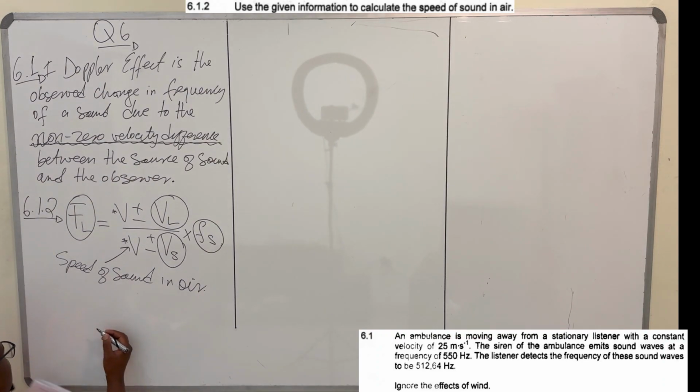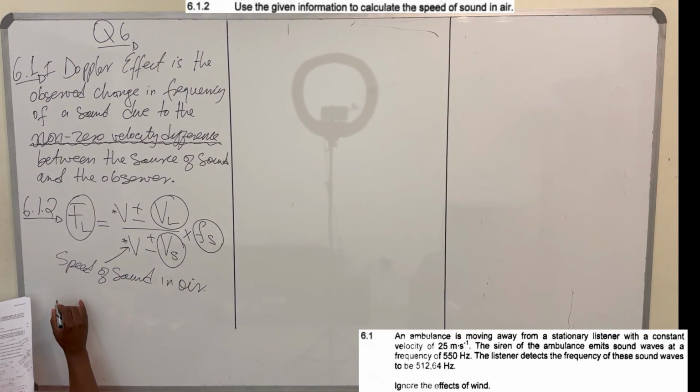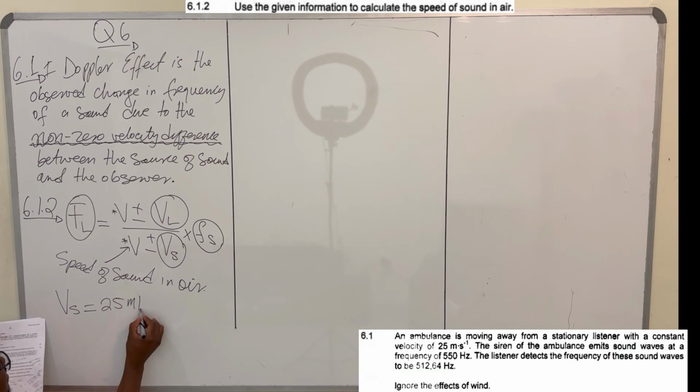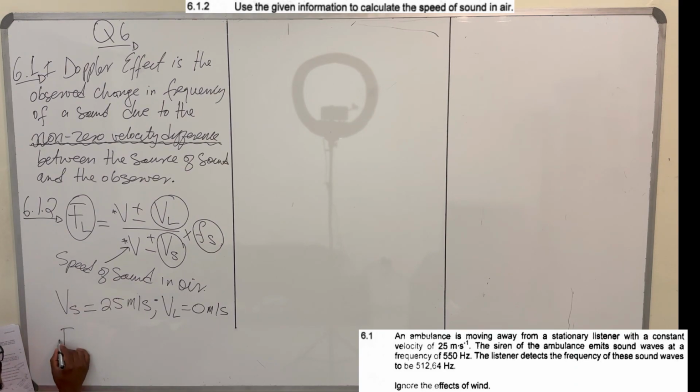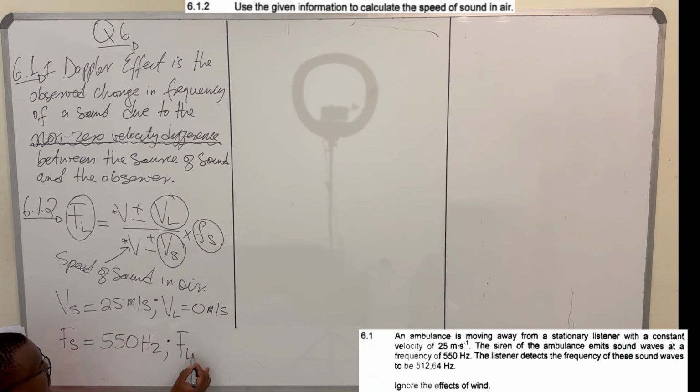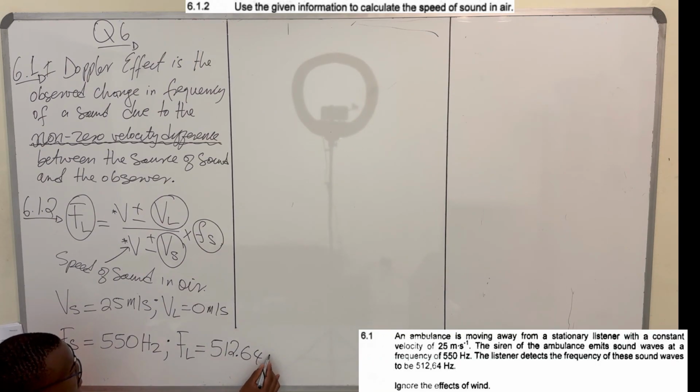We have the velocity of the source. The velocity of the source is 25 meters per second, right? We also have the velocity of the listener, because we're told that the listener is stationary, so it's 0 meters per second. No problem. What else do we have? We have the frequency of the source. We're told that the siren emits sound waves at a frequency of 550 Hertz. And we have the frequency of the listener: the observer was detecting a frequency of 512.64 Hertz.